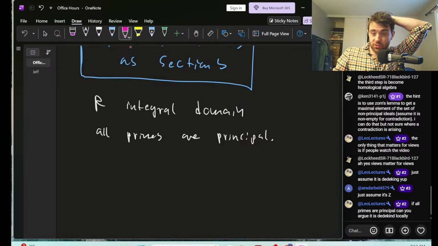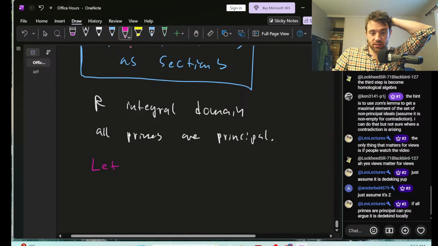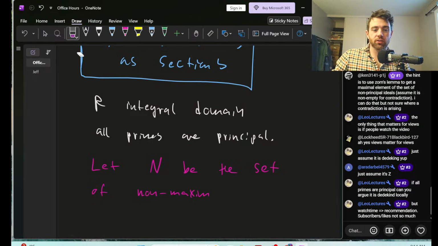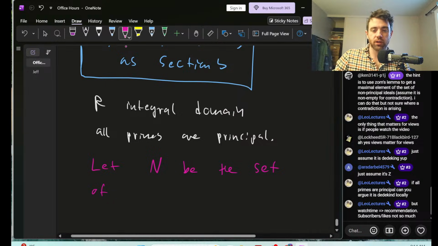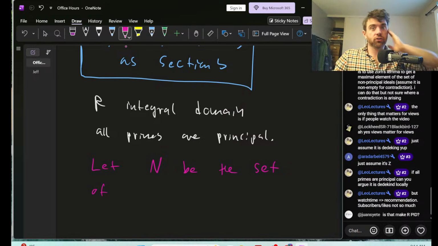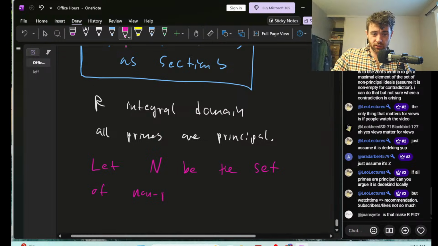So we're going to use Zorn's lemma. So let N naught be the set of non-maximal, or wait, of non-principal ideals. Oh, but then this should have a maximal element, and then that should be a maximal ideal, which would have to be prime. Right? Isn't that just what it is? Well, I guess maybe there's work to show that it's maximal. Well, it's only maximal amongst the non-principal ideals. So, okay, but hang on. I mean, it should be something like that, right? It'd be a set of non-principal ideals.